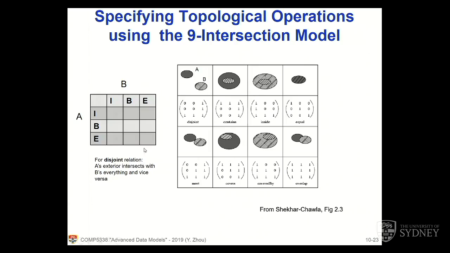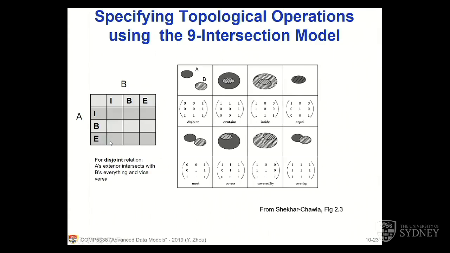So disjoint means basically A's exterior, which is all of this, will intersect with B's everything. Because A's exterior, remember, intersect with the boundary, the interior, and B's exterior. And also vice versa. So B's exterior also intersect with A's everything. So that means that's disjoint. So this is A. A's exterior is here, and B's exterior is here.